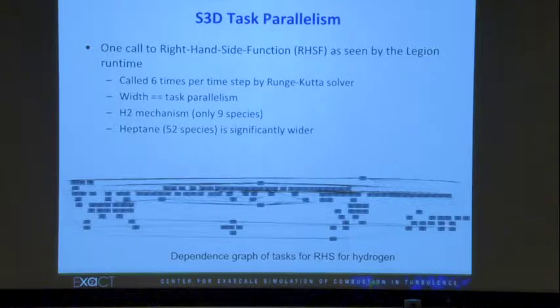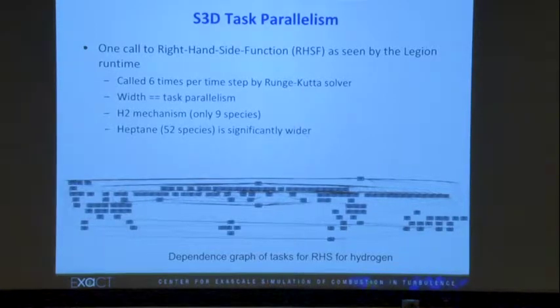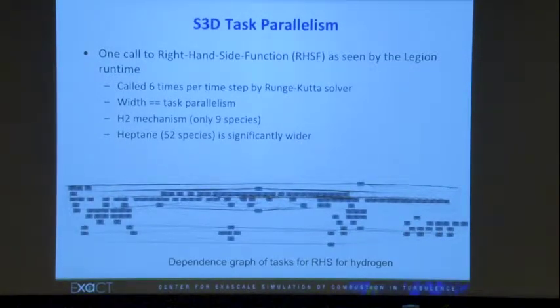And so rewritten in Legion in terms of the tasks, which are these boxes, and their dependencies on one another, which are these lines in this plot, this is what the right-hand side call to the S3D code looks like in the Legion runtime. And we have to execute this 6 times per time step for a 4th-order RK method. And the width of this task graph is indicative of the amount of task parallelism that can be had in addition to the data parallelism that we got from slicing up our domain. And this is for a hydrogen-oxygen system. As we move to heptane or PRF, the width of that graph gets tremendously larger. And trying to reason about that mentally is beyond what we can do effectively as people. Machines are much better at that.